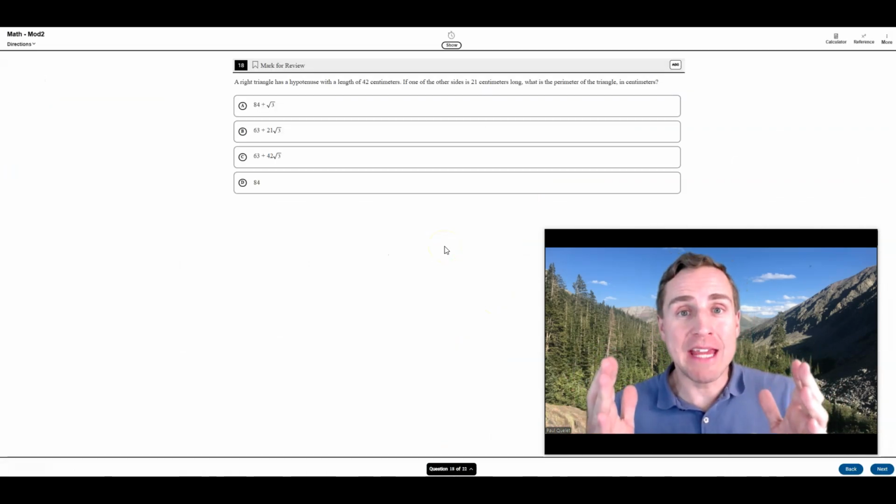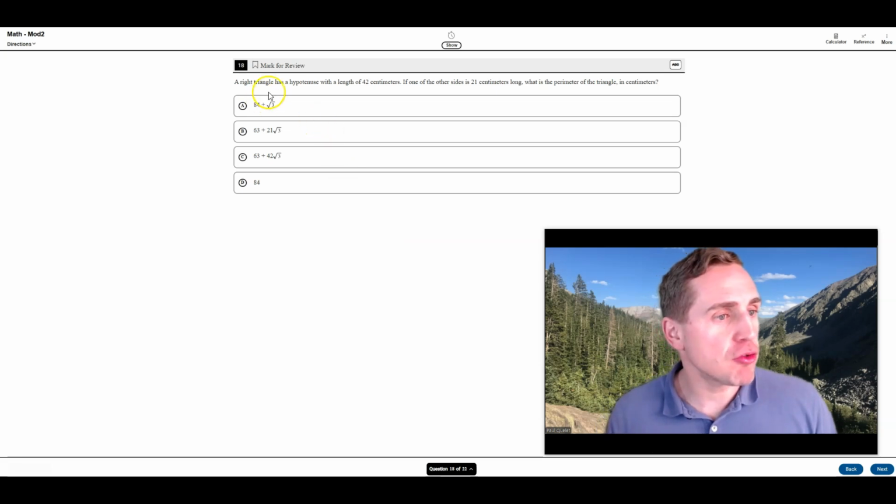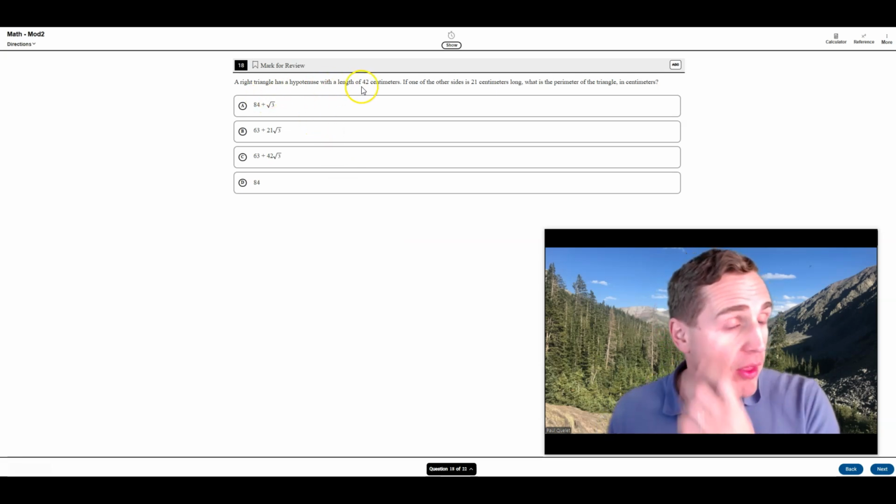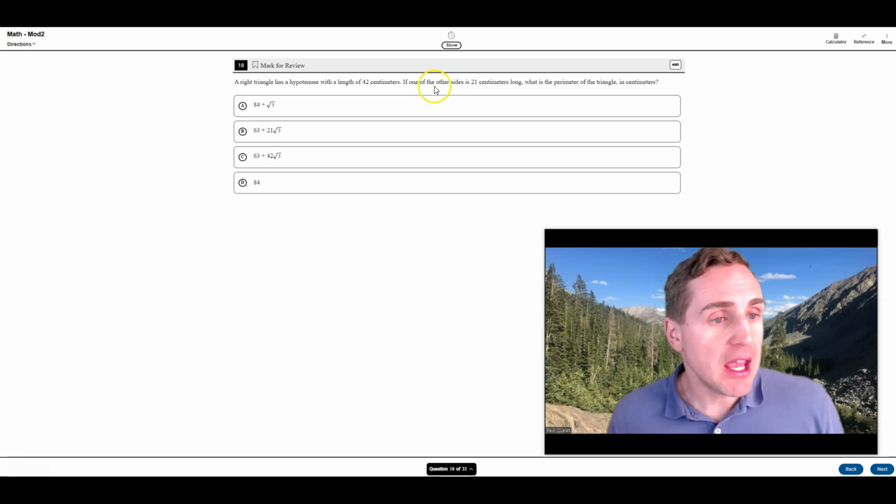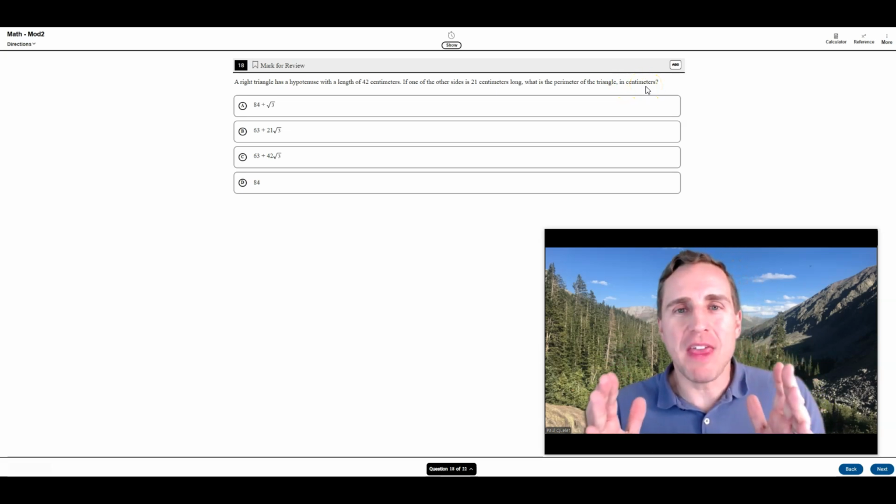Okay, so now question 18. A right triangle has a hypotenuse with a length of 42 centimeters. If one of the other sides is 21 centimeters long, what is the perimeter of the triangle in centimeters? Well, here's an important thing that hopefully you remember. Let's look at our reference guide.